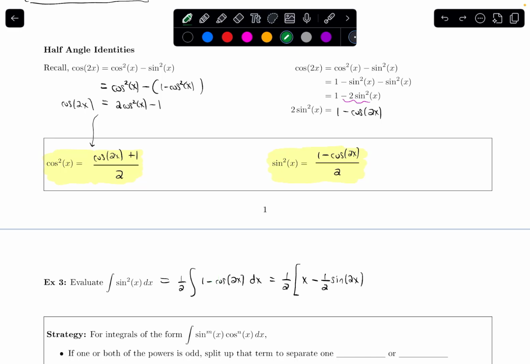Okay, so we've got this. Let me close the bracket. And then I need my plus c because this is an indefinite integral. And we got it. We got our antiderivative.